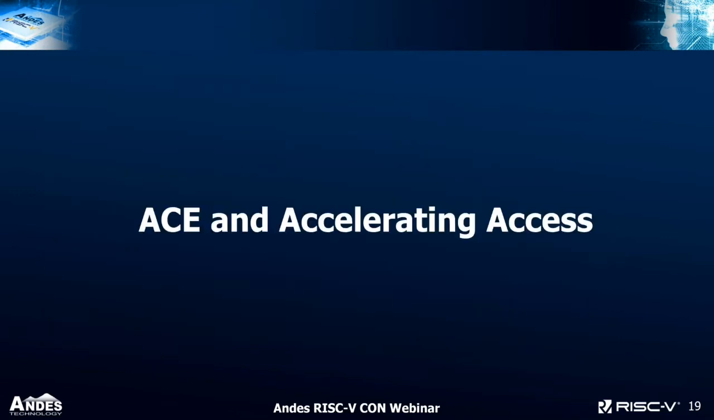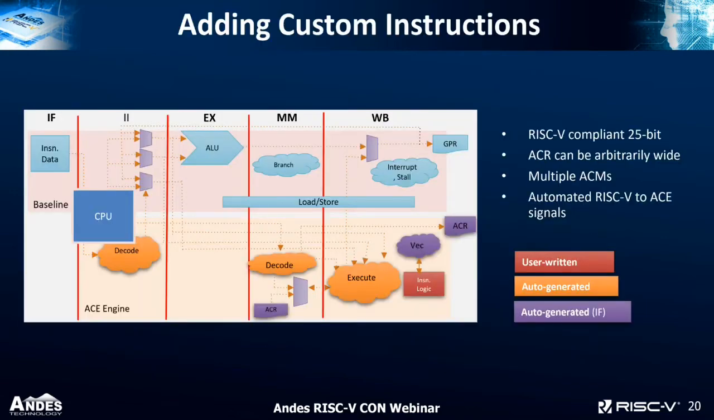So how do we even extend the processing further? Well, we have something called Andes custom extensions. When we think about custom extensions, everyone thinks about instructions, and that's what we do as well. The block diagram at the top shows the scalar processor again. At the bottom, we could start implementing our own custom instruction set. We have a tool that automates a lot of this process.